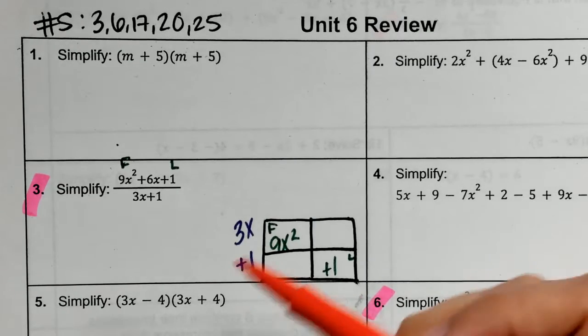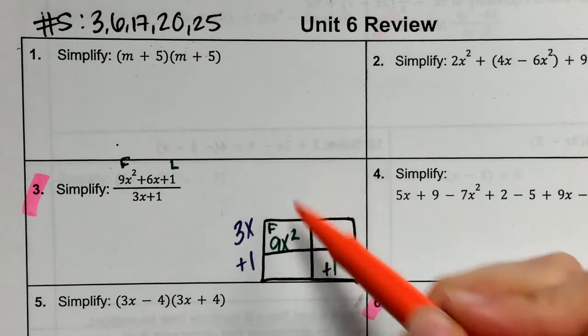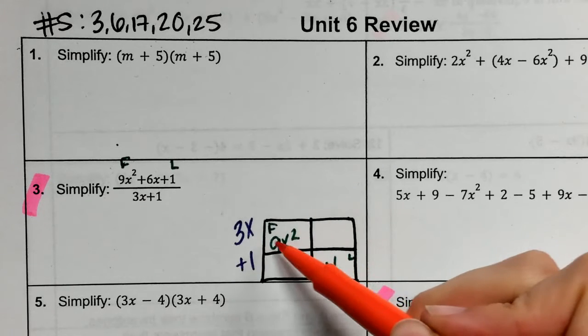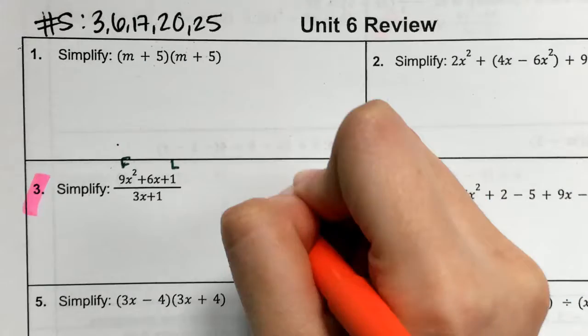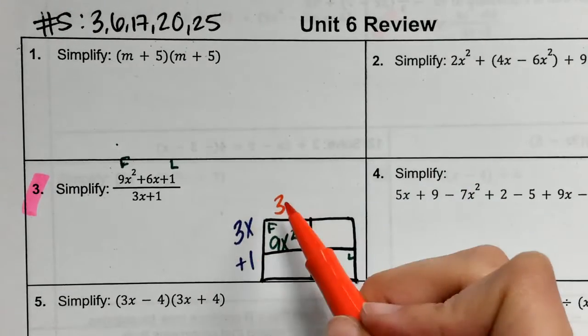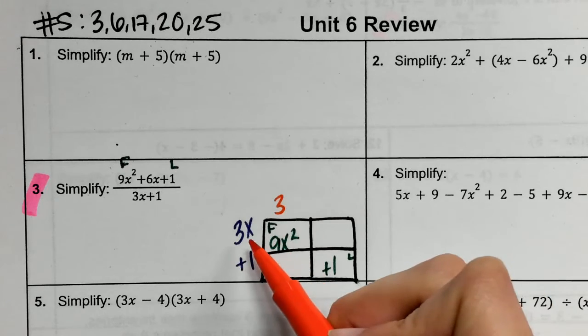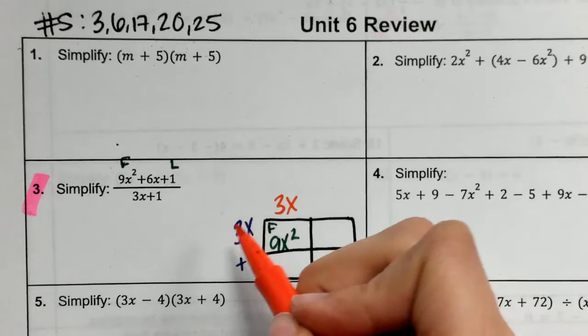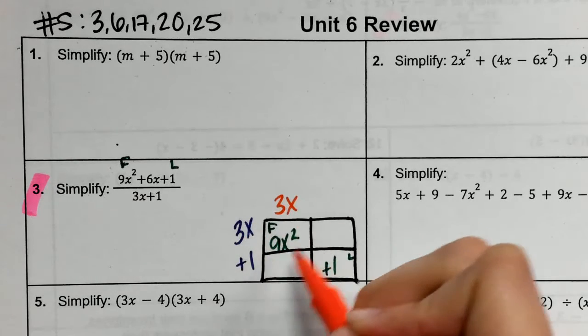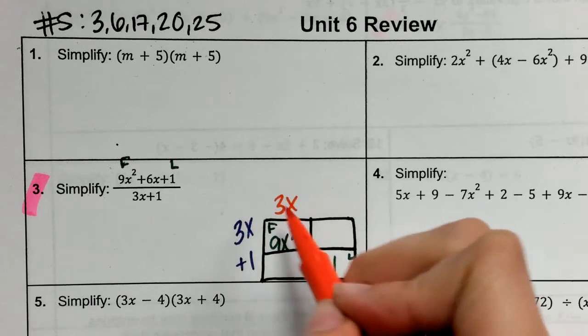So you're asking yourself, okay, 3x times what will give me 9x squared? Well, we know we multiply number by number, and 3 times 3 is 9. So I need a 3 to turn that 3 into a 9. And to make this x an x squared, well, I know x times x is x squared. So 3x times 3x is 9x squared. I have half my answer.